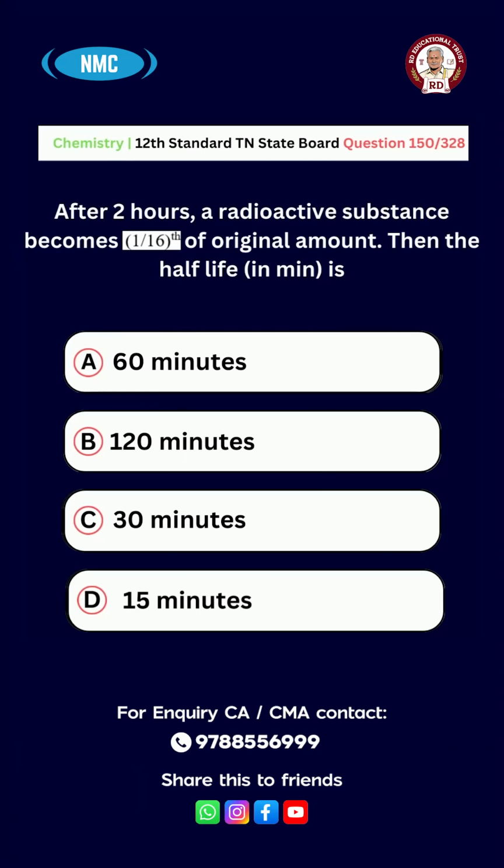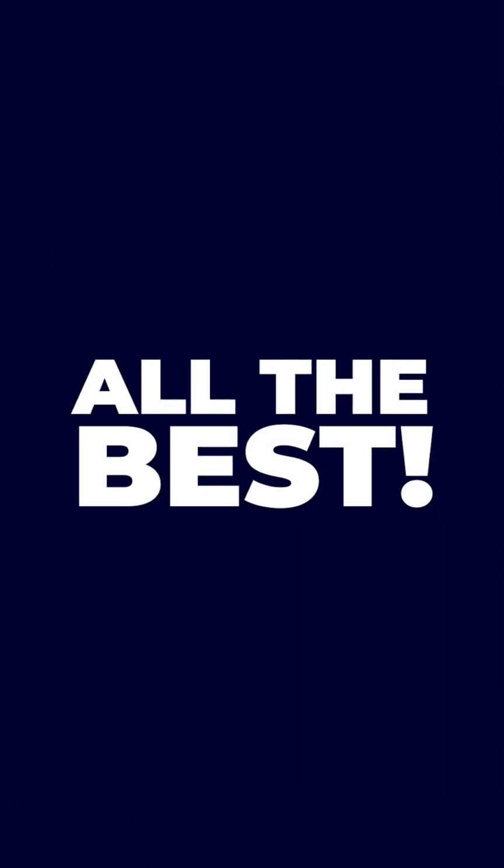Question number 150. After 2 hours, a radioactive substance becomes 1 by 16th of original amount. Then the half-life in minutes is option A 60 minutes, option B 120 minutes, option C 30 minutes, option D 15 minutes. The correct option is option C 30 minutes.